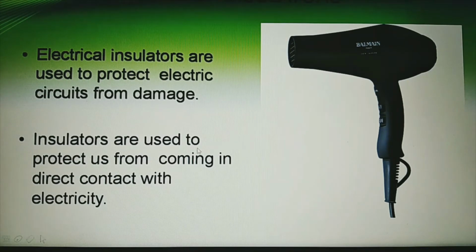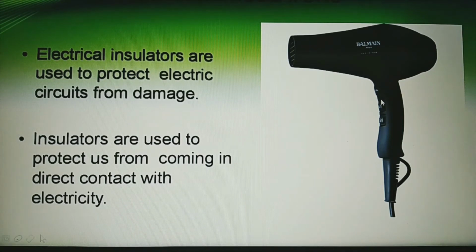Insulators are also used to protect us from coming in direct contact with electricity. If you hold this appliance, you're not touching the copper inside, are you? No, you're not. And if you hold this, you're not touching the circuit inside, are you? No, you're not. So insulators also help to protect us from coming in direct contact with electricity. And you know that if you touch electric wires with your bare hands, you get an electric shock. So basically, insulators protect us from getting electric shock or getting electrocuted. So there are two uses of insulators: they protect electric circuits from damage, and they also protect us from coming in direct contact with electricity.